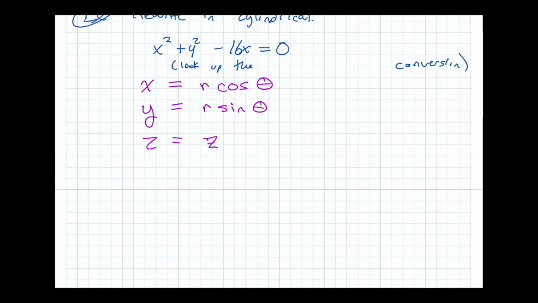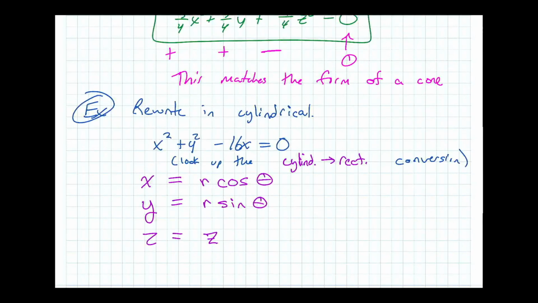So actually, this was supposed to be cylindrical to rectangular, right? That's the ones that we're actually using. So we're trying to rewrite this in cylindrical. So you would think we would want rectangular to cylindrical, but we actually want cylindrical to rectangular because we're not just converting a single point, we're converting an equation, and that's a little bit different.